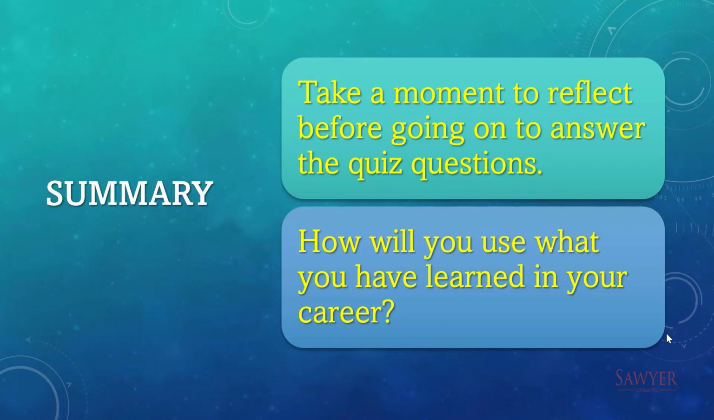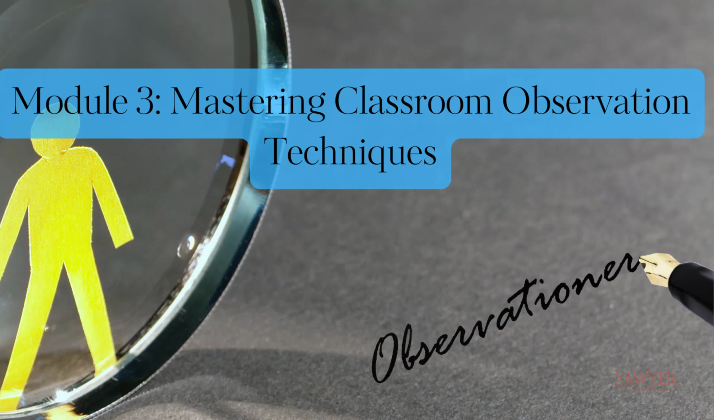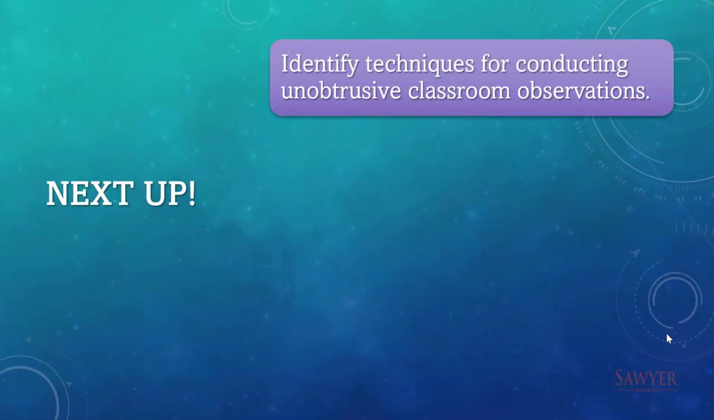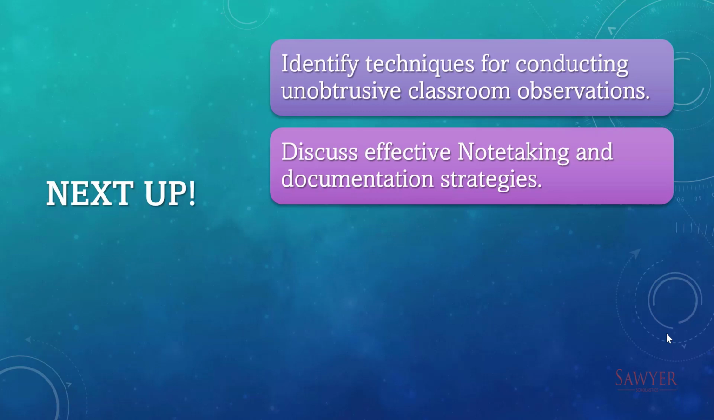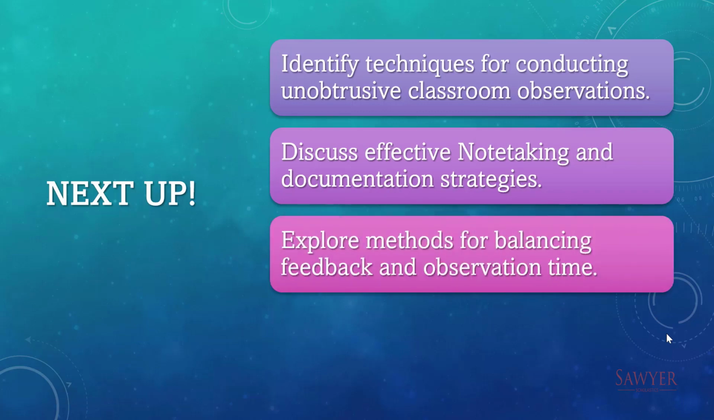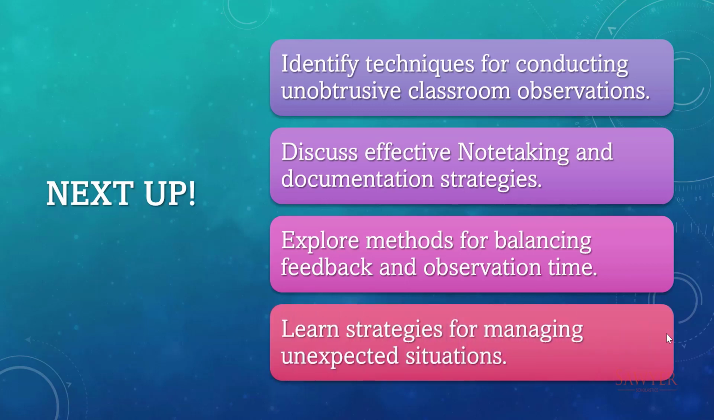Coming up next is Module 3. In Module 3, we will talk about identifying techniques for conducting unobtrusive classroom observations. We will also discuss effective note-taking and documentation strategies. And we will explore methods for balancing feedback and observation time. And we will learn some strategies for managing unexpected situations. Because they do happen. And they are unexpected.